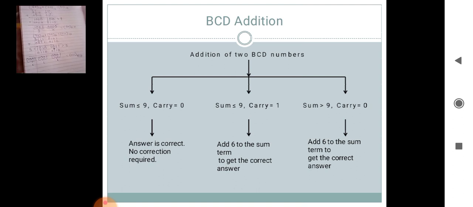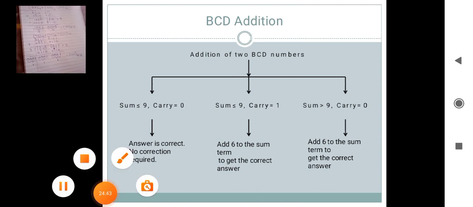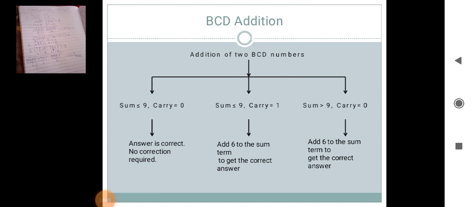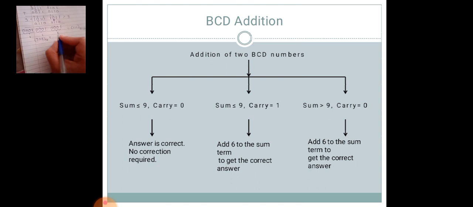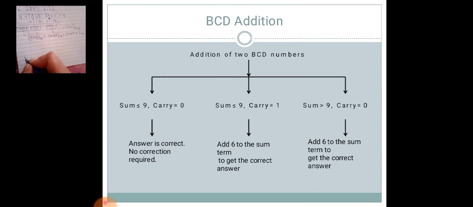So these are the examples. Now we'll see one another example. That is 709 plus 698. So the answer should be 1407 in decimal. So we'll prove it with the help of BCD addition.